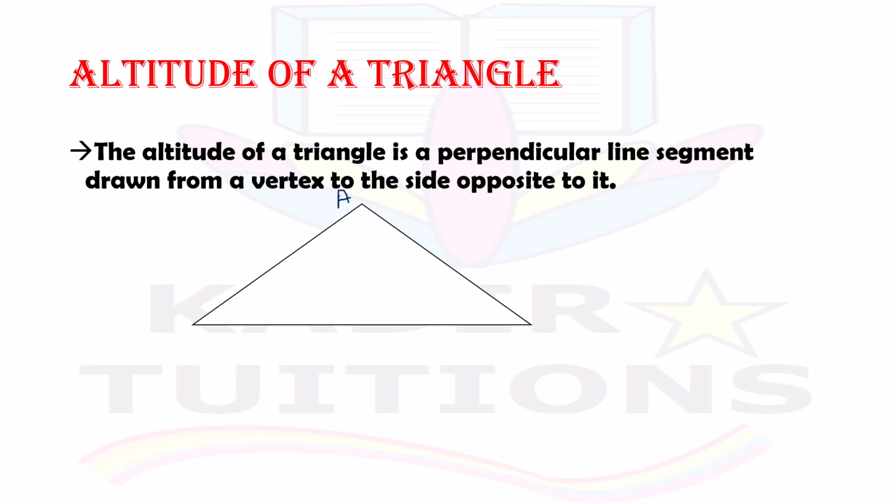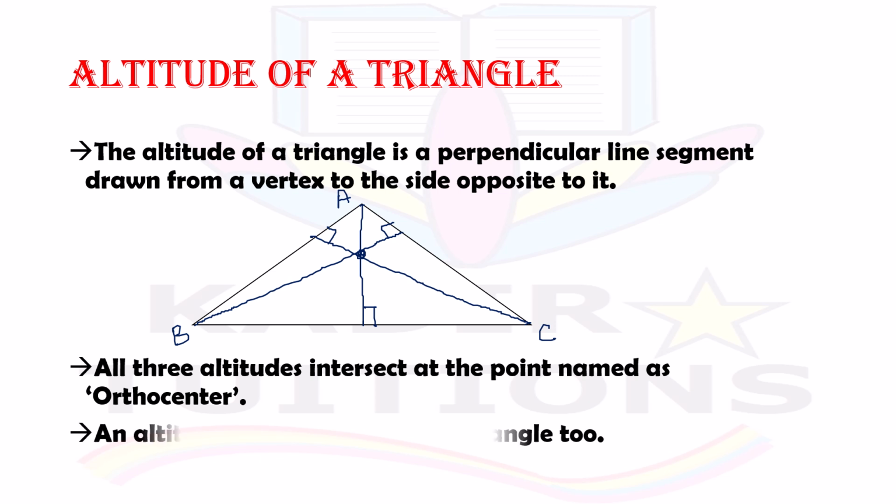So first I will mark ABC. From A, we are going to draw a perpendicular line. So this is nothing but the altitude. And from B, we are going to draw a perpendicular line. So this is the altitude from B. And from C, we are going to draw a perpendicular line. So this is the altitude from C. All these altitudes are joining at one point, right? That's nothing but the orthocenter. And here the altitude may lie outside the triangle.